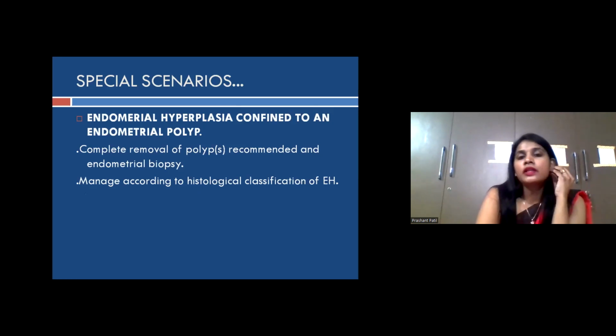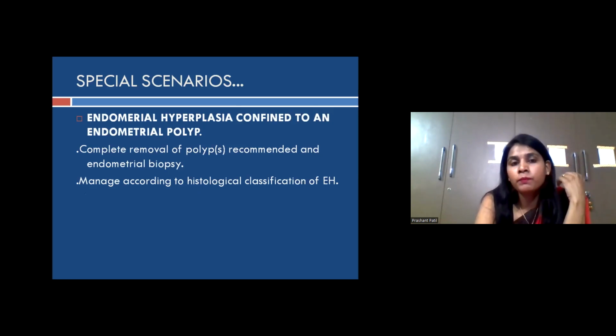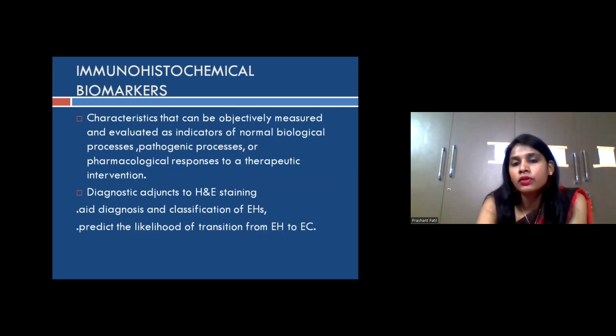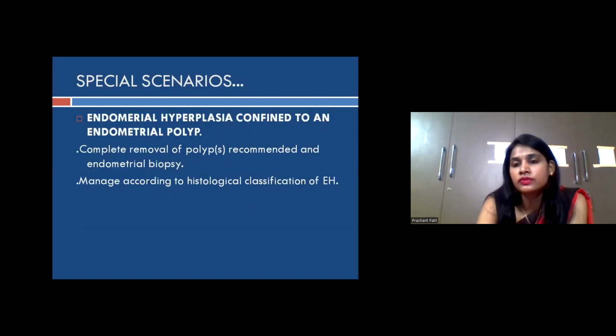Now, if at all endometrial hyperplasia is confined to a polyp, then the best treatment would be removal of the polyp, and the rest of the endometrium also has to be biopsied, and then the management would be according to the histopathological diagnosis or classification of endometrial hyperplasia.